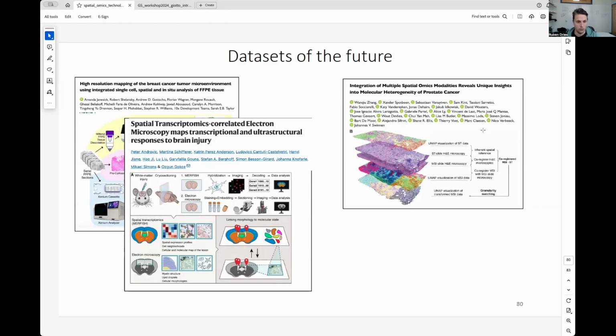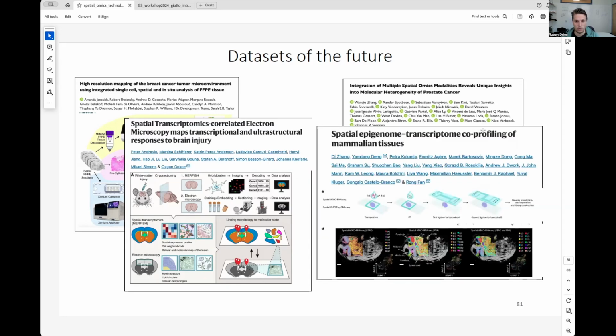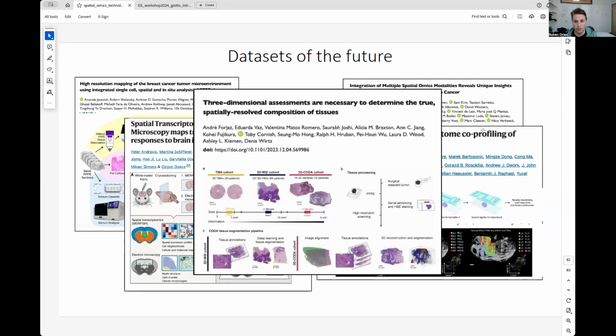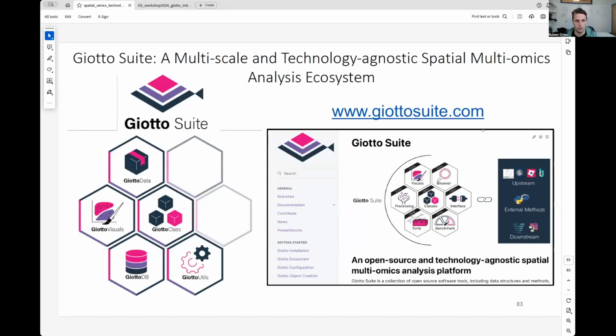And here is a spatial transcriptomics map where they combine MERFISH with electron microscopy. They can do this spatial epigenome transcriptome. This is from Rong Fan's group. They're also making three-dimensional spatial transcriptomics data sets right now. So it's really super cool. And to allow all of you and all of us to analyze these sorts of data sets, we have started building Giotto Suite, which makes it a lot easier to work with these multi-scale and multi-omics technologies. Right, and that's it for this first presentation.